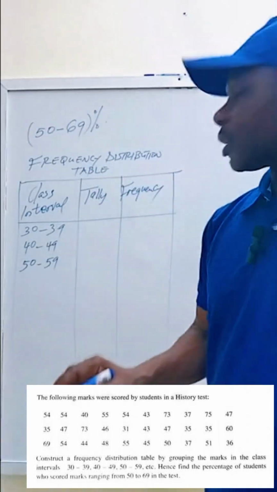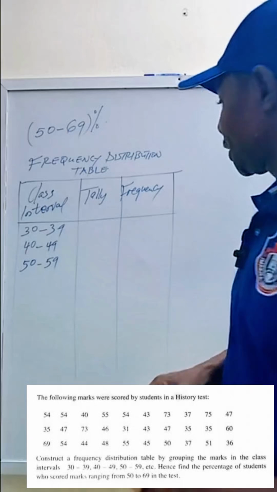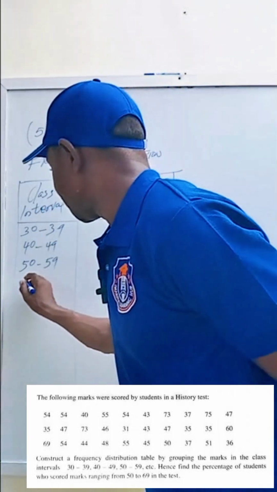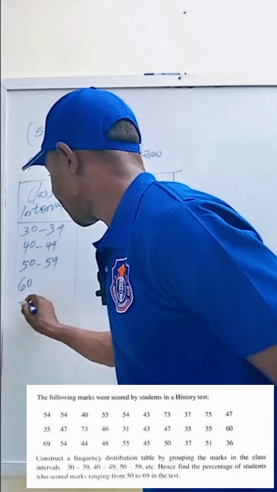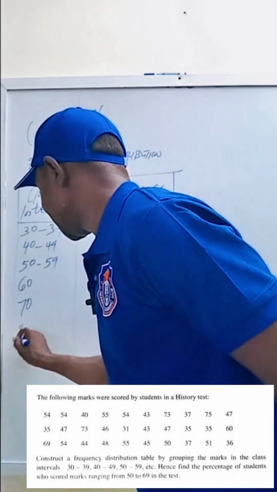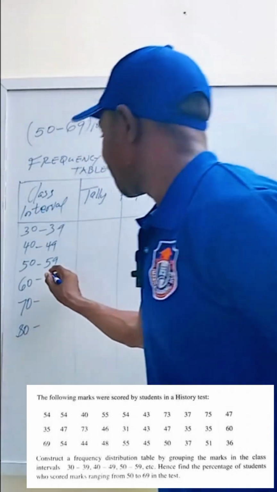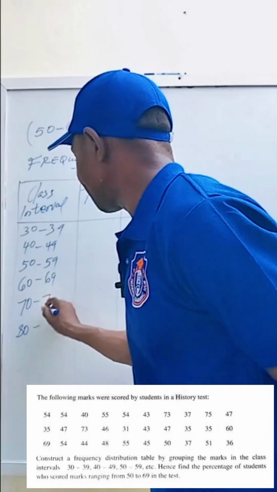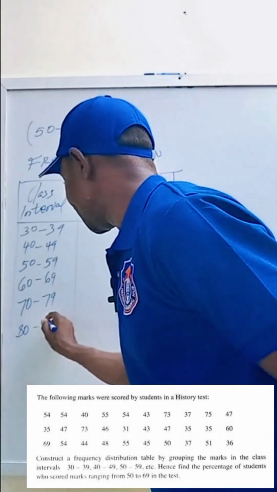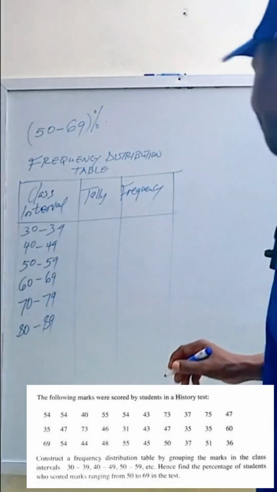The highest mark from the given information is something like 80, I suppose. So say this is 60, the next one is 70, then I will have my 80 there, if that's the last mark. Then here it will be 69, 79, then 89.